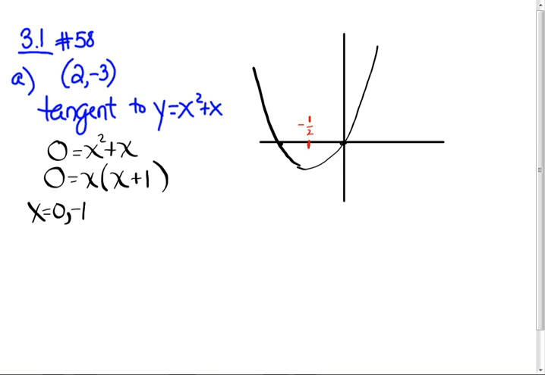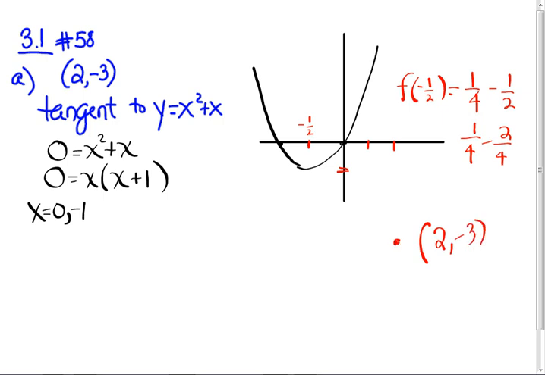How far below does it go? Well, we could find that f of -1/2 is equal to 1/4, because I'm just going to square that, minus 1/2. So that's 1/4 minus 2/4, so it's -1/4. I would like to know that, because I have to graph this point relatively in the right place. So this is (2, -3). It's going to be way down here.